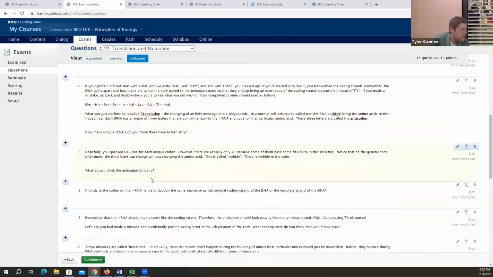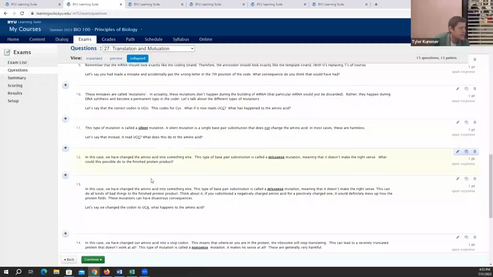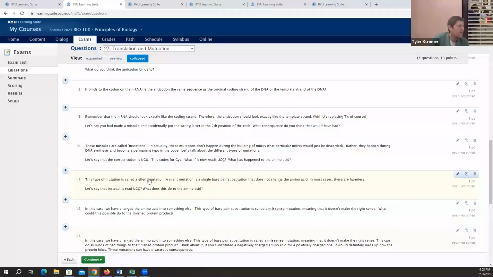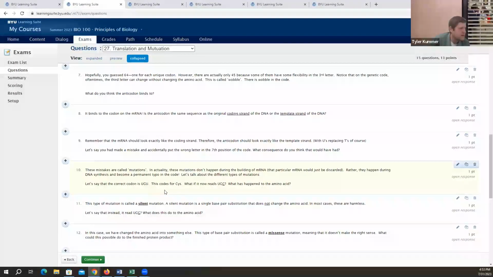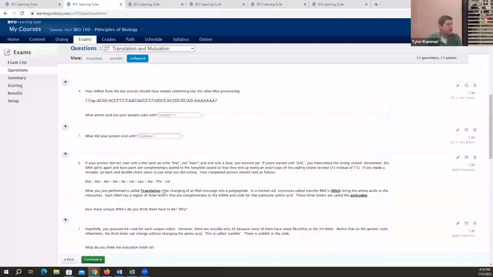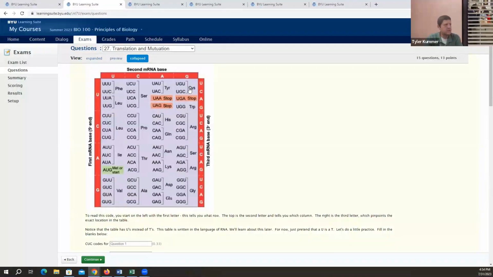Okay, let's talk about mutation. And we'll hopefully be able to use our example here. So let's say our correct codon is UGU. Well, in DNA, that's actually TGT. And the mutations that we care about are actually happening in the DNA, right? So TGT is what we would be working with. So our DNA would be TGT, then that would become our RNA, which would be UGU, because it replaces T's with U's. And then we would read our code, UGU, codes for cysteine.